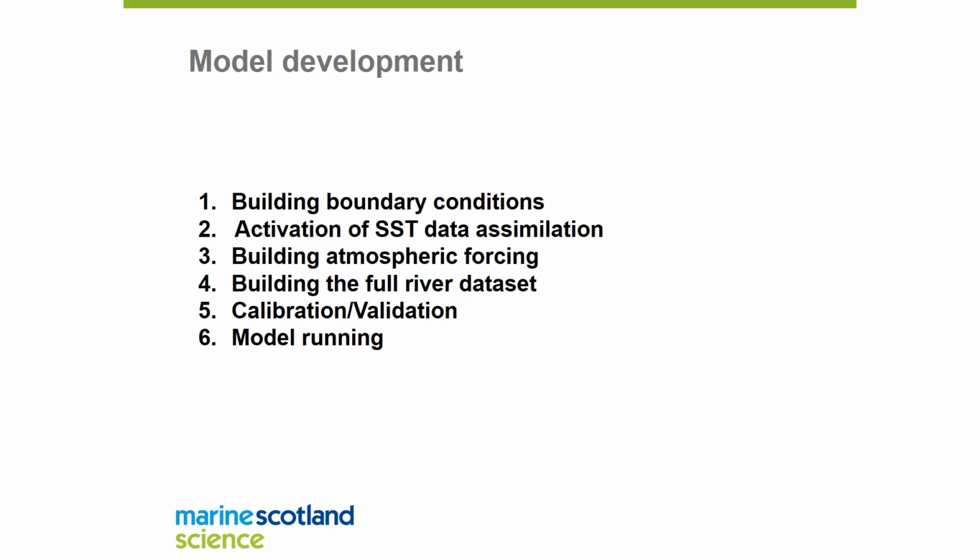So this is kind of the different stages of the project. The first step was to build boundary conditions. The next step was then to set up the assimilation, to then go on to building atmospheric forcing and freshwater forcing. The model was then calibrated and validated before the model was set running for the full 25 years.